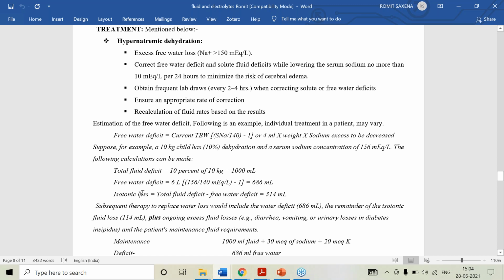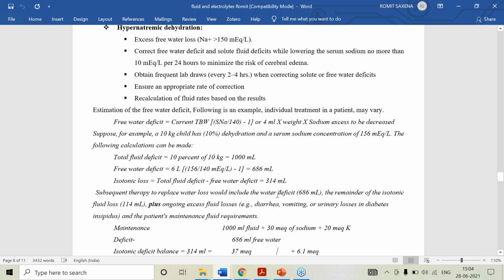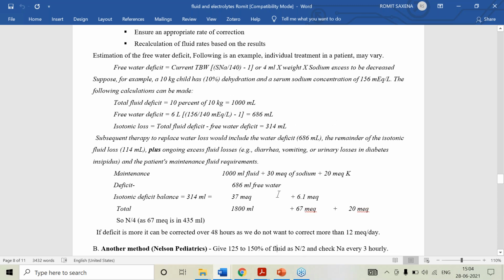Then what is the solute deficit? So this much is the total fluid deficit, the water deficit is 686, and the isotonic loss or the solute deficit is essentially the difference between the two. So that's 314. So to replace the patient, we will need to correct three things: the deficit, that is the dehydration at 686 ml, the isotonic loss that is happening, and we need to replace the ongoing losses.